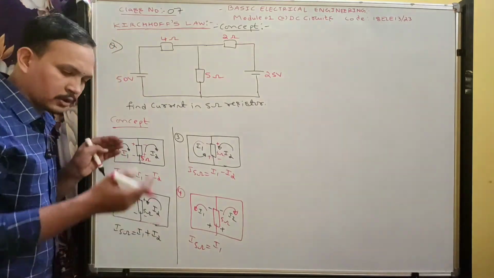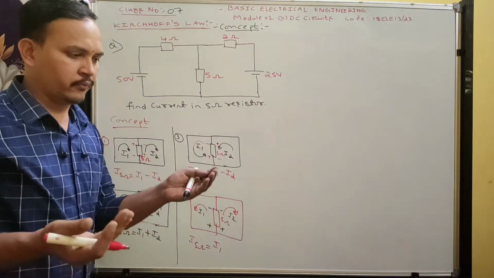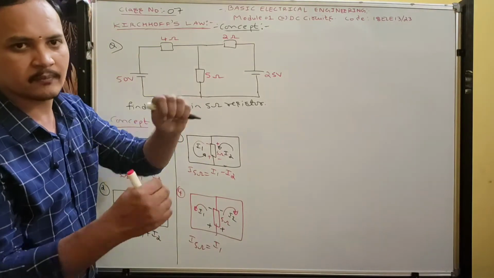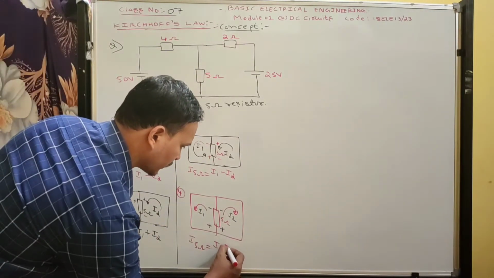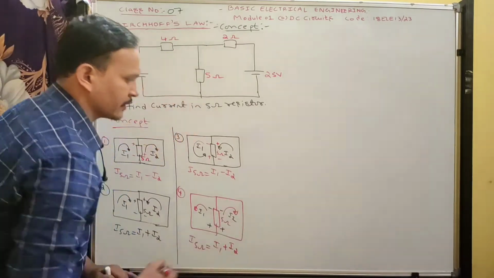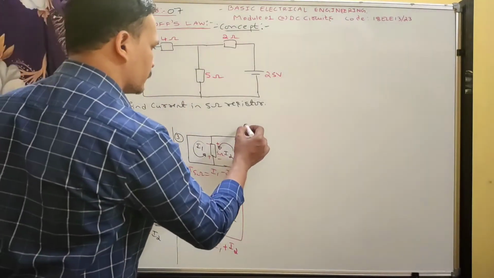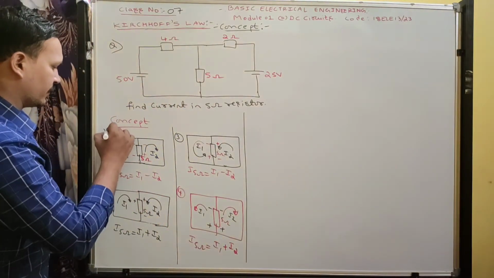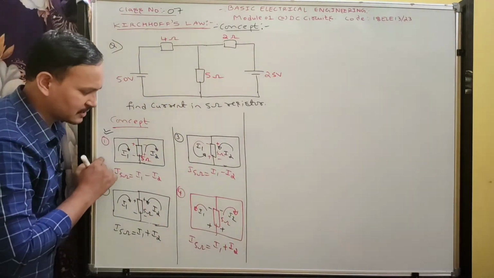Whether it is entering top or bottom, don't worry. If both the currents are entering, you take positive. If both the currents are opposing, take negative. So you will get I1 plus I2 current. Okay. Now we can check this concept. Now we can find the solution by taking this direction.